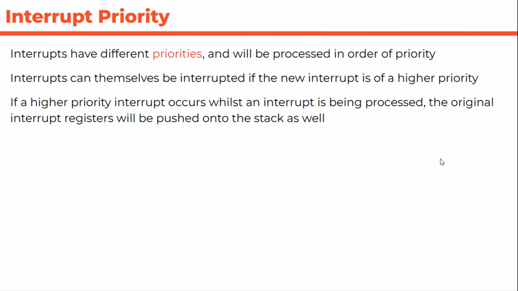Now interrupts have different priority levels. Some are far more important than others. So interrupts have different priorities and will be processed in order of priority. Interrupts can themselves be interrupted if the new interrupt is of a higher priority. If a higher priority interrupt occurs whilst the interrupt is being processed, the original interrupt registers will be pushed onto the stack as well. So what kind of interrupts would be the highest priority?